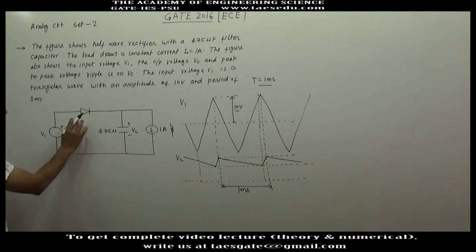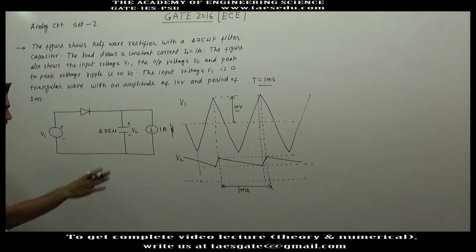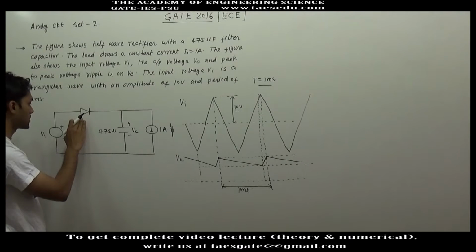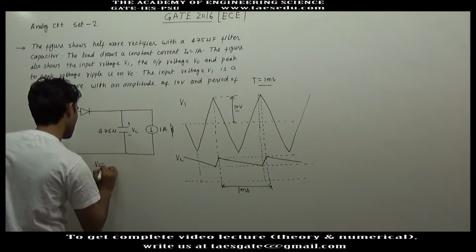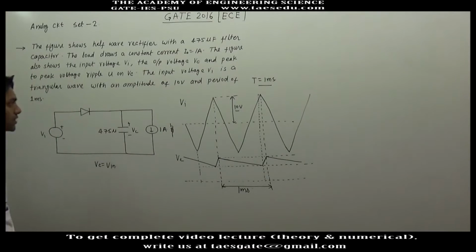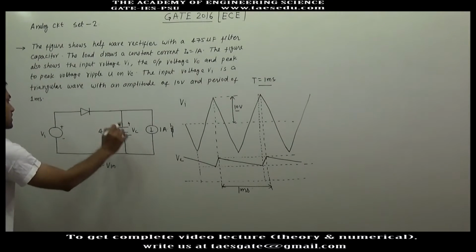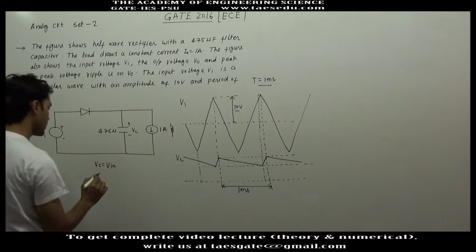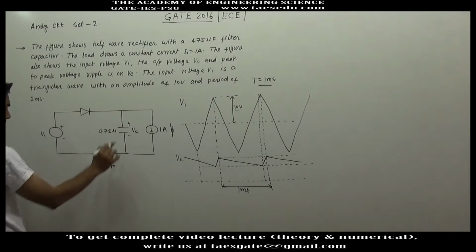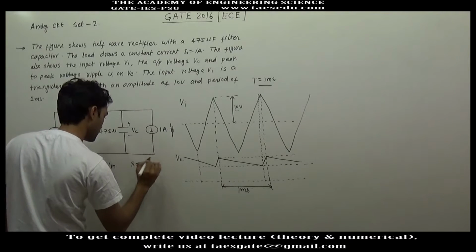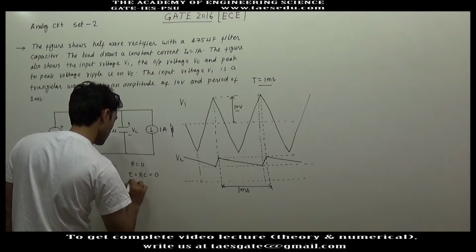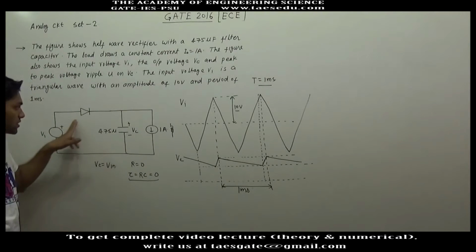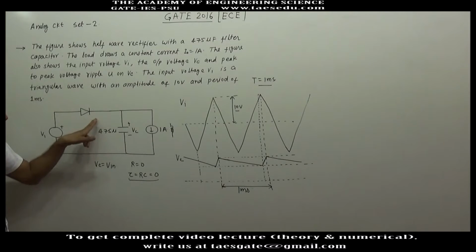Whenever diode will be conducting, what will be the mechanism of this circuit? Whenever diode is conducting, the capacitor voltage or the output voltage will be equal to input voltage without any delay, because in this circuit there is no resistance. Resistance equal to 0, capacitance is finite, but the time constant is R into C, which is 0.